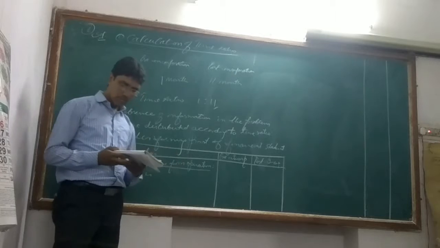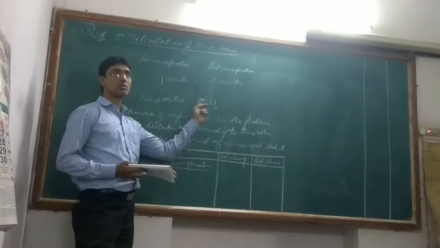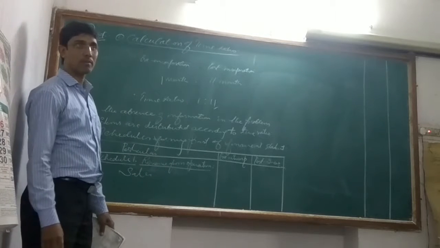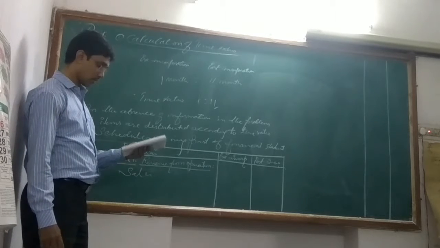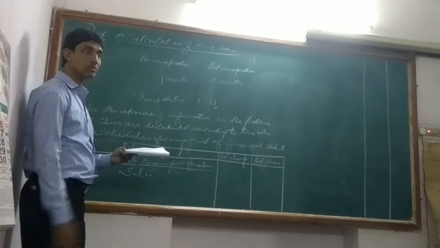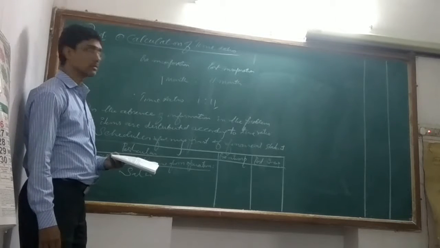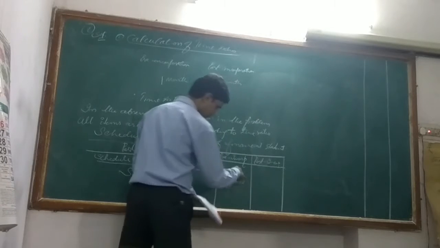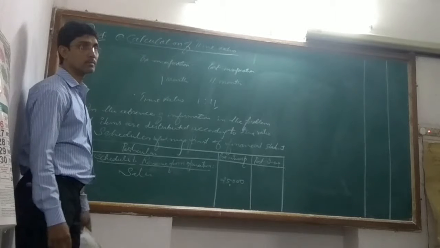How much is the sales? Please distribute sales according to this ratio. 1 is to 11. 1 by 12, 11 by 12. 3 lakhs into 1 by 12. 3 lakhs into 11 by 12. 2,75,000.